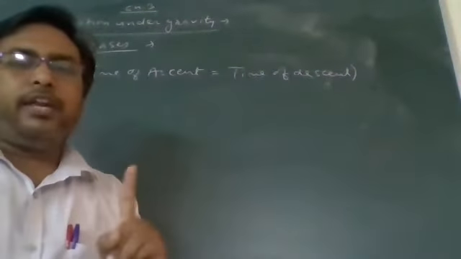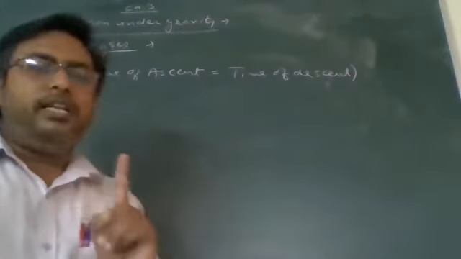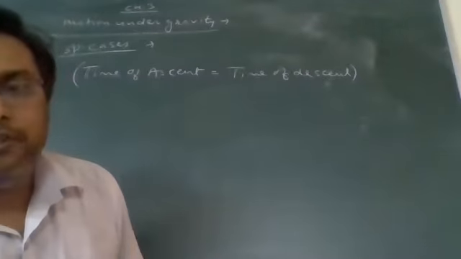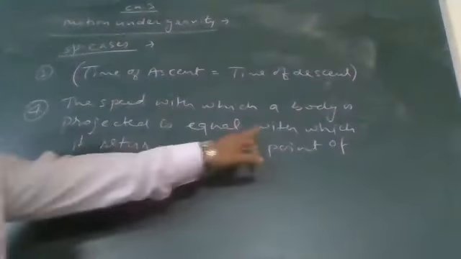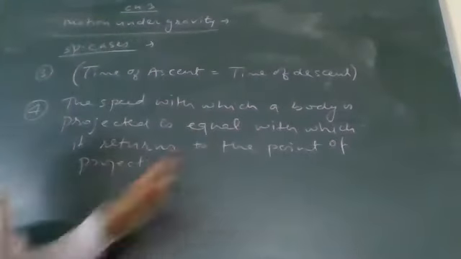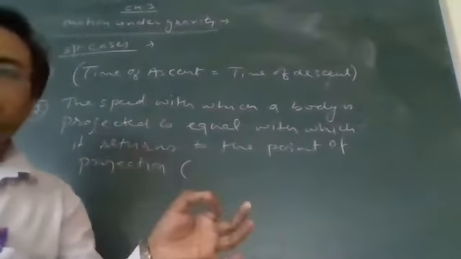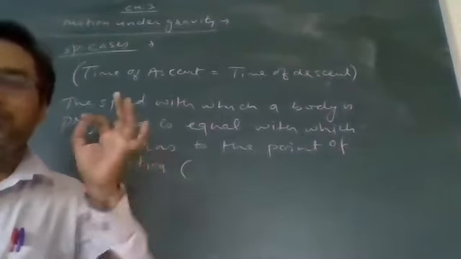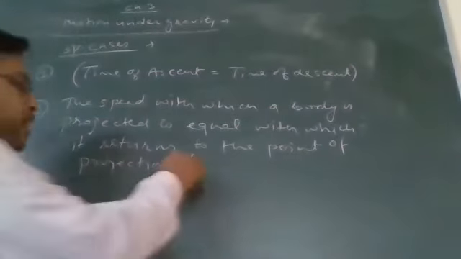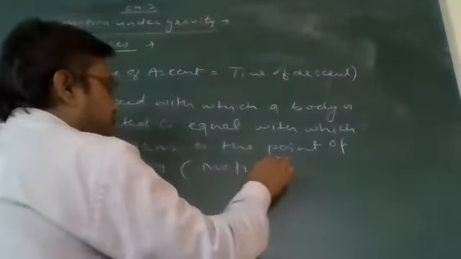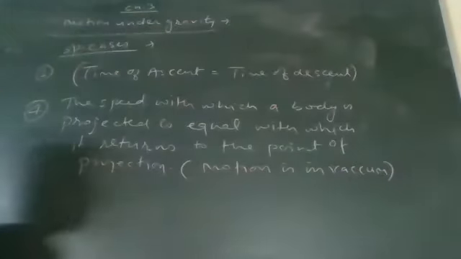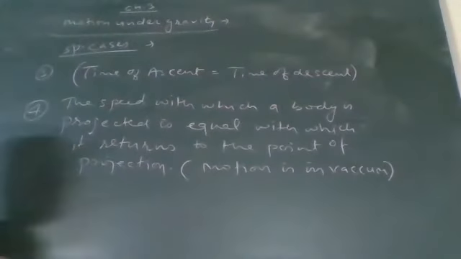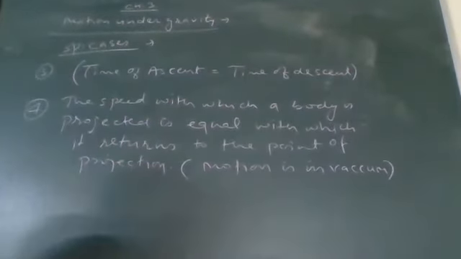And make sure I'm talking about the condition. What condition? That it is motion in vacuum. That means no dissipative forces are involved. The next point is what? The speed with which a body is projected is equal to the speed with which it returns to the point of projection. Make sure I'm considering that this motion takes place in vacuum. There is no air friction, no viscosity. In short, there are no dissipative forces. Then only this is correct.